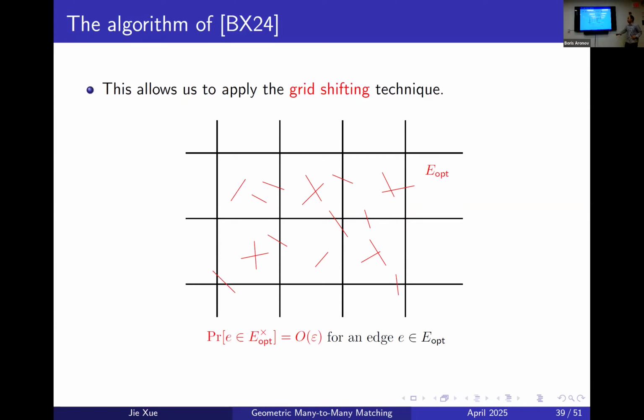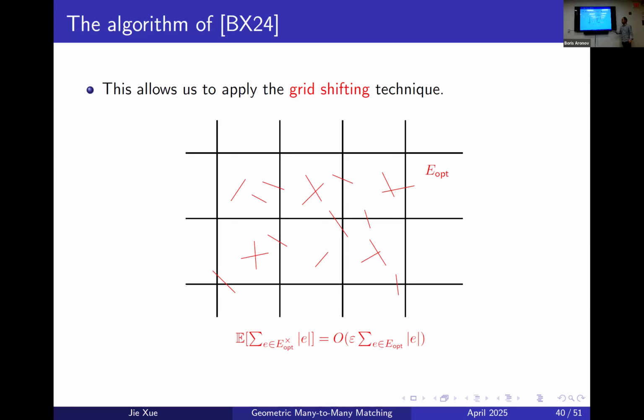Now you ask the question: if I consider the total length of these crossing edges, then by the linearity of expectation, the total length of the crossing edges in expectation is equal to big O of epsilon times the total length of all edges in your solution. Right? So it's just an epsilon fraction of the total length.